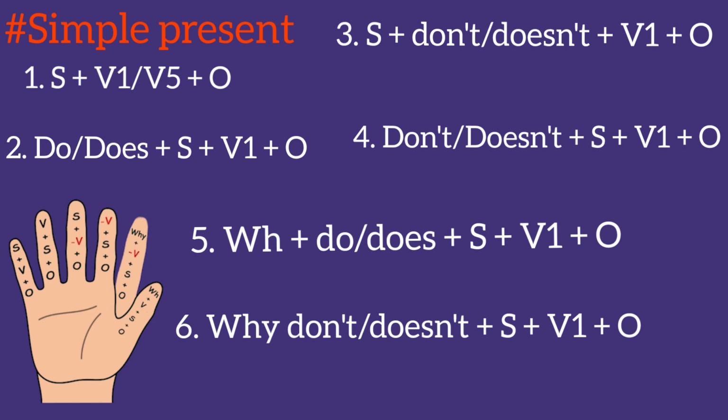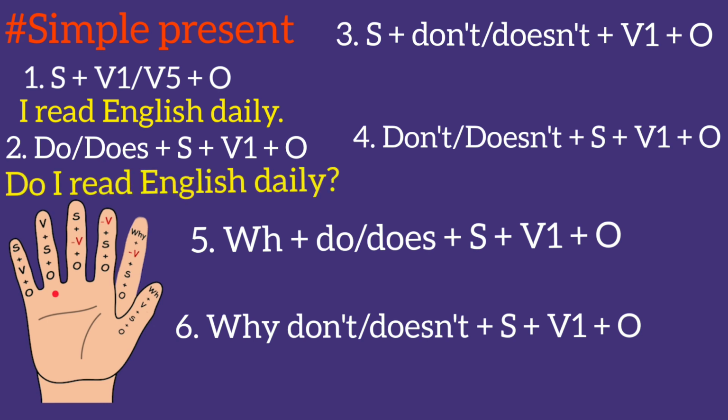The positive statement is I read English daily. Here we use the first form of verb, that is read. As per the formula, V1 is equal to do plus V1. Read is equal to do plus read. Hence, the yes or no question would be, do I read English daily?